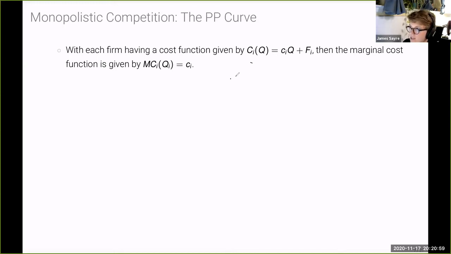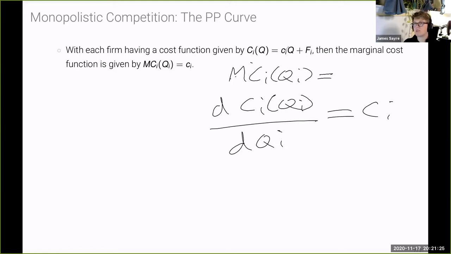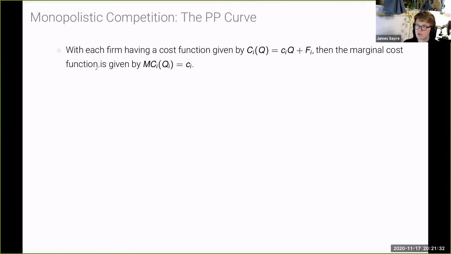The other way to see this is to note that the marginal cost of each firm is given by taking the derivative of Ci of Qi with respect to Qi. If I take the derivative of this, well, Fi doesn't have Q, so that just drops out. And then I'm just taking the derivative of Ci times Q with respect to Q, which is just Ci. So that's just a quick proof that the marginal cost is Ci.